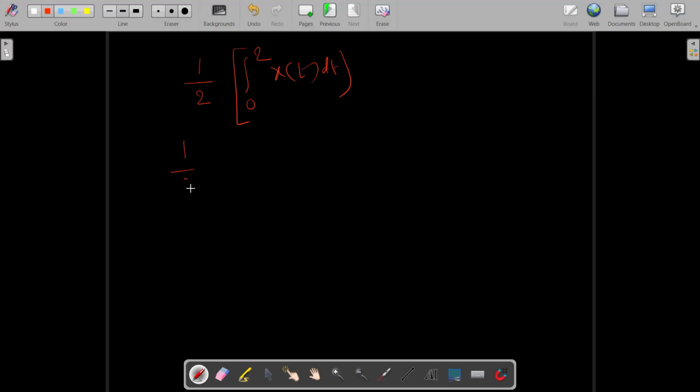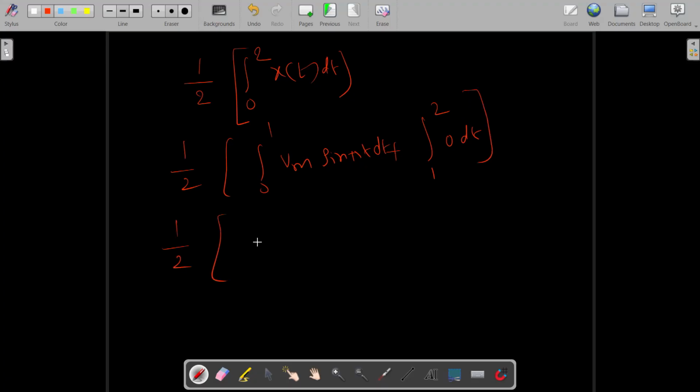Yes, this is 1 by 2 from 0 to 1. What is the expression we have? This is Vm sine pi t, correct? What about from 1 to 2? From 1 to 2, that signal is going to be 0 into dt. So therefore this is 1 by 2, and Vm will be constant. The integration of sine is minus cos pi t by pi, with the limits from 0 to 1.